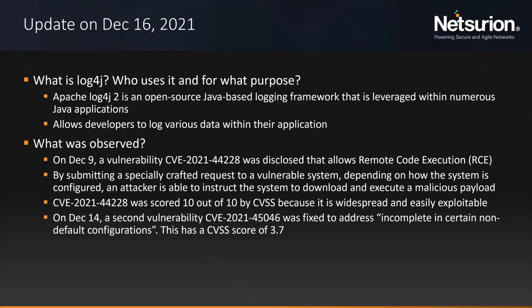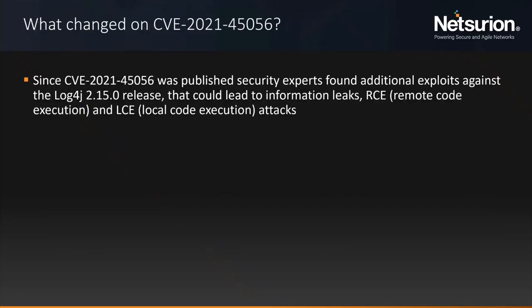This was scored at a 3.7, and it was noted at the time that there were some non-default configurations that were still vulnerable. But what's happened recently, or yesterday I should say, is that that vulnerability has been escalated from a score of 3.7 to a 9.0, which is really severe, and so you need to pay attention. What happened, by the way?